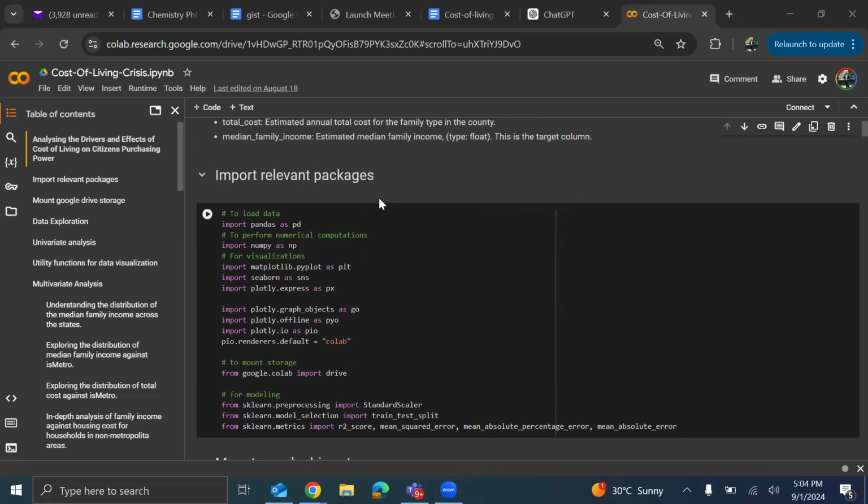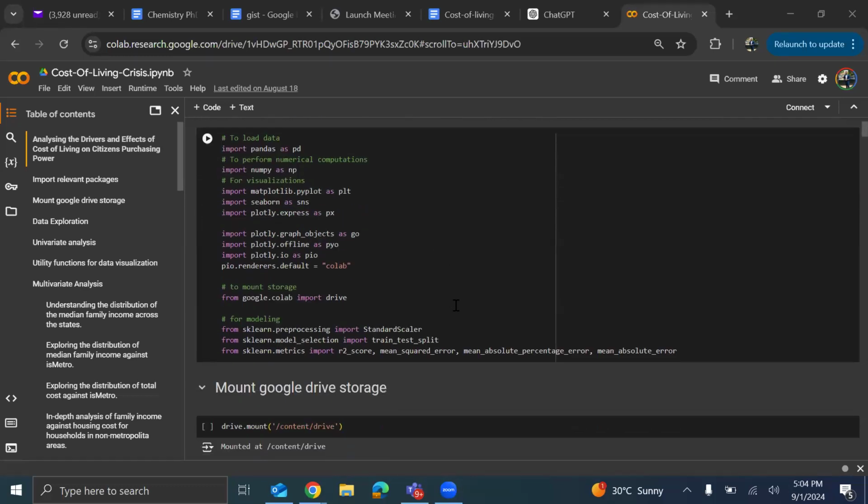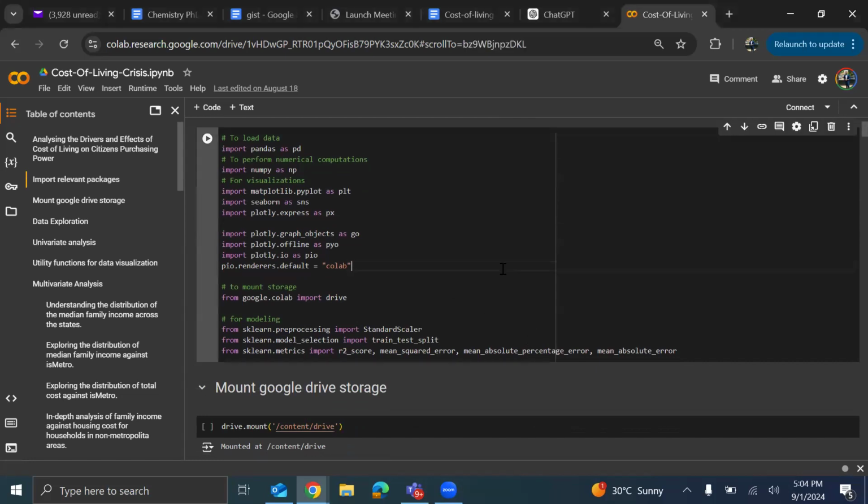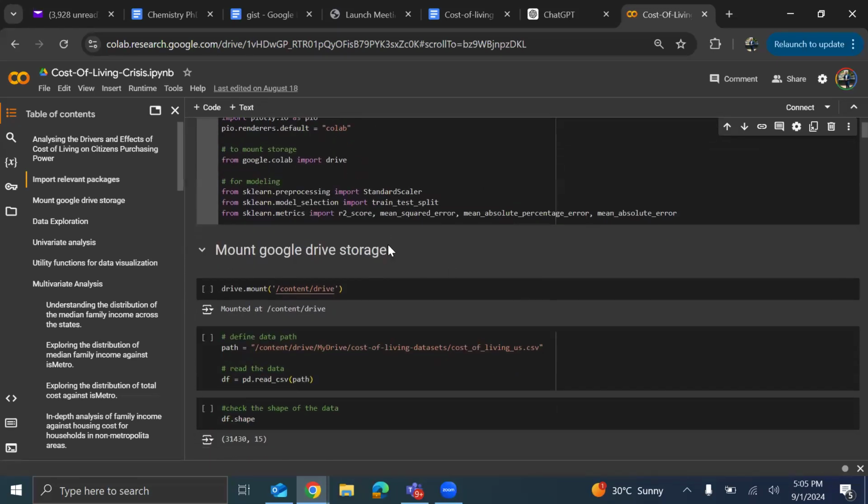The first thing I did was to import all the Python packages that I would use. I think these were most of them. There was pandas, numpy. All of these are Python packages. Then the next thing I did was to mount my storage. The reason that is necessary, I don't know.